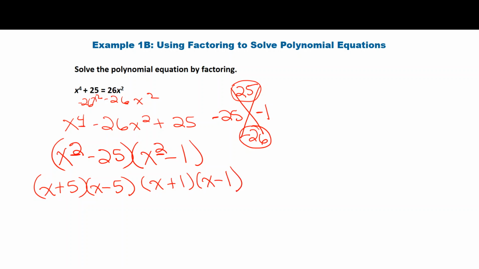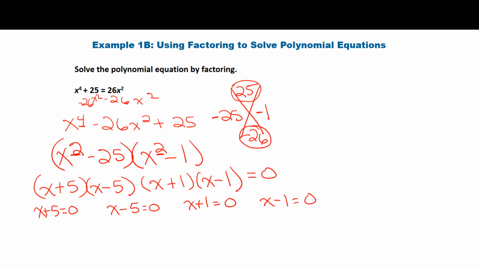Okay, so now remember, we want to set all that equal to 0 because we're trying to solve, and we want to find out what is x when y is 0. So I know that x plus 5 could equal 0, or x minus 5 could equal 0, x plus 1, or x minus 1. Sorry.